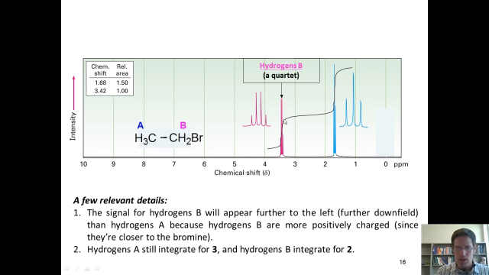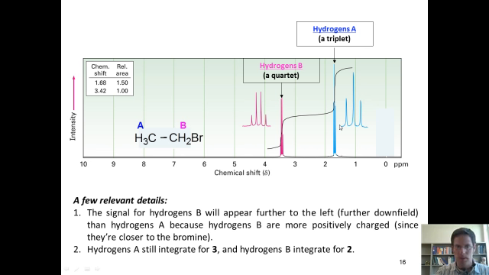You'll also notice that hydrogens B are a quartet. Why are they a quartet? Because they look next door and see 3 hydrogens A, and we add 1 to it. 4 means a quartet. Hydrogens A are further from this electron withdrawing bromine, so they'll appear further to the right, or further upfield, right here.